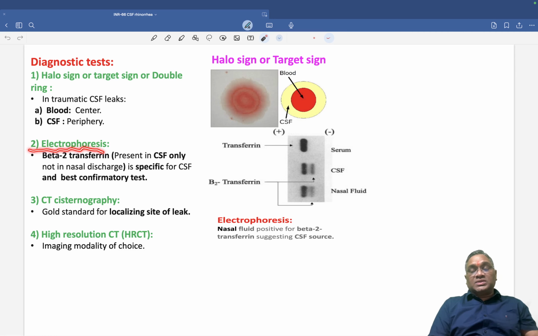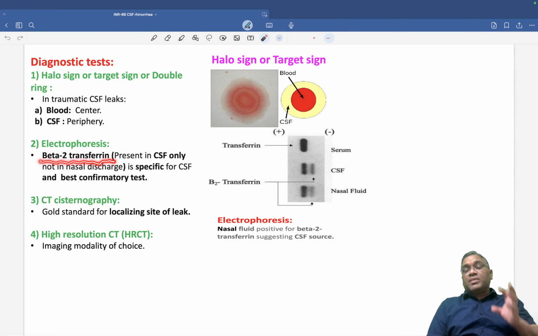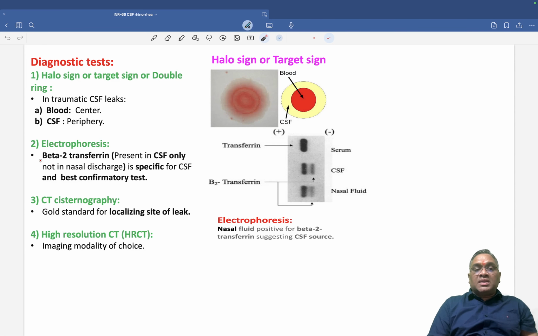On electrophoresis, this is again a very important and very specific test. Beta 2 transferrin will be present. Since the fluid is coming from the nose, how are you going to differentiate it from nasal discharge? To discriminate that, beta 2 transferrin is very helpful, because beta 2 transferrin will be present in CSF only, right? It will not be present in the nasal discharge. That is why it is specific for CSF and the best confirmatory test for CSF rhinorrhea.